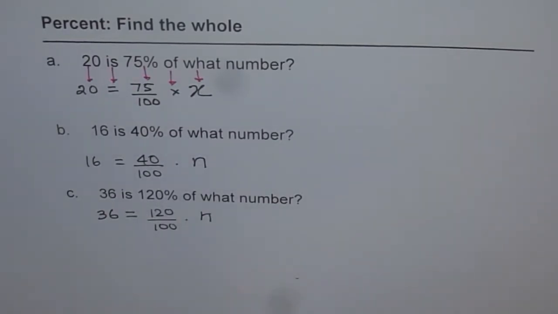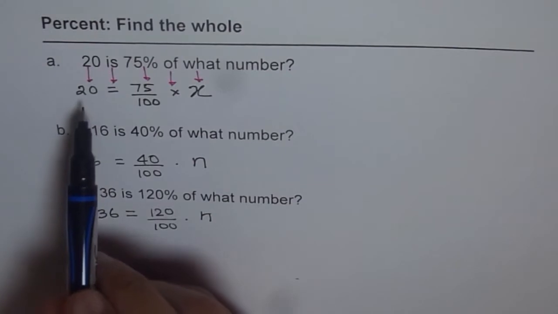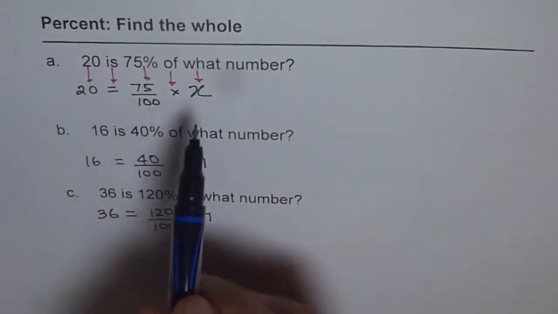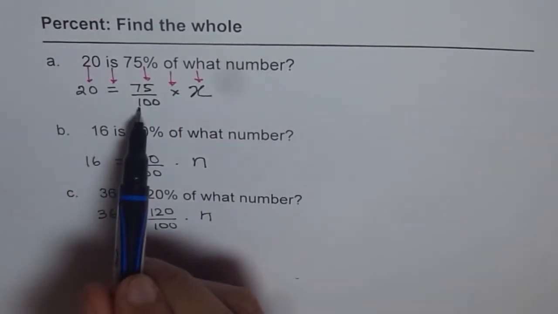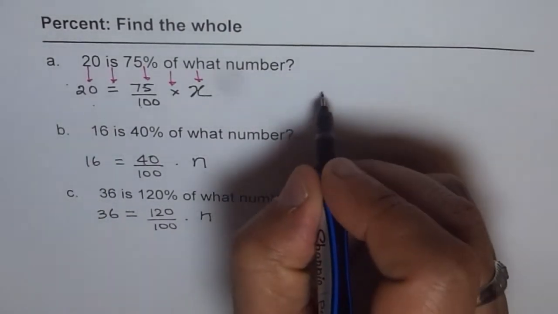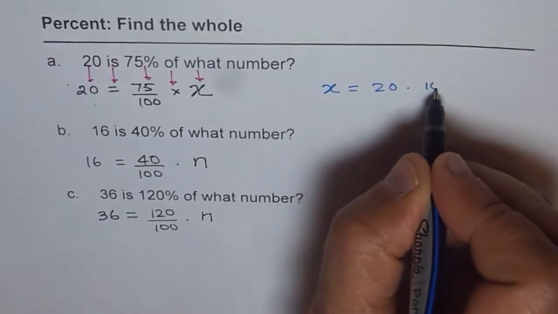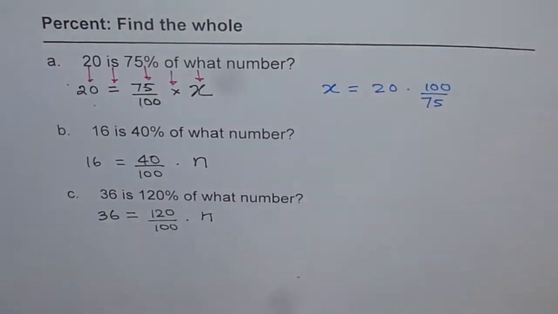Let me show you how to solve these equations. Let's start with the very first one. Cross multiply. We have 20 equals 75 over 100 times x. We need to find what x is. To find x, we multiply by 100 and divide by 75. So x equals 20 times 100 over 75. That is how you get the value of x.